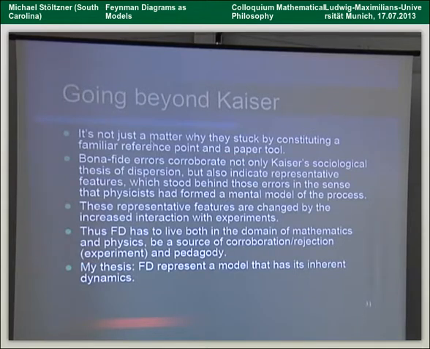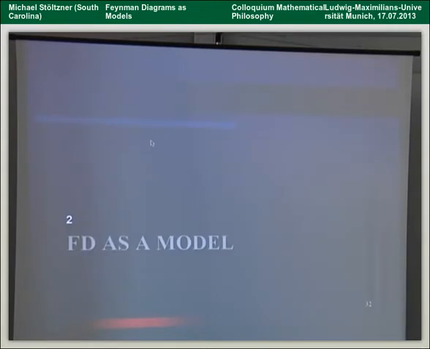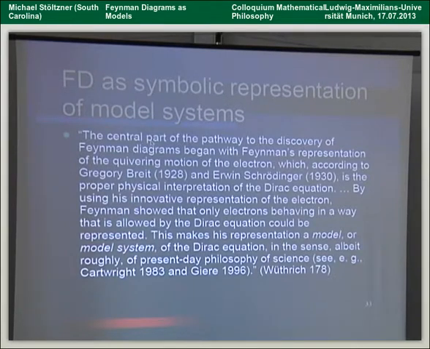And so my thesis will be that Feynman diagrams represent a model that has an inherent dynamic. Wüthrich goes away in that direction at basically the end of the book. The central part of the pathway to the discovery of Feynman diagrams began with Feynman's representation of the quivering electron, which, according to Breit and Schrödinger, is the proper physical interpretation of the Dirac equation. By using his innovative representation of the electron, Feynman showed that only electrons behaving in a way that is allowed by the Dirac equation could be represented.